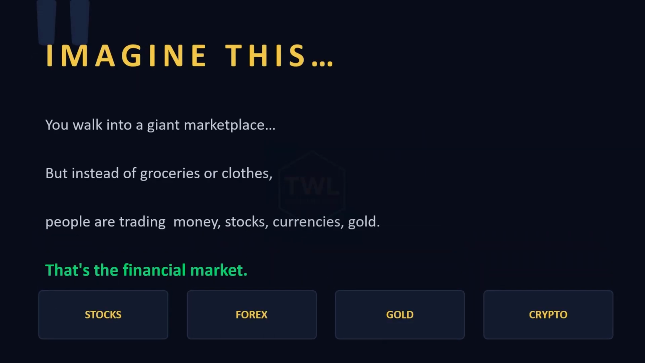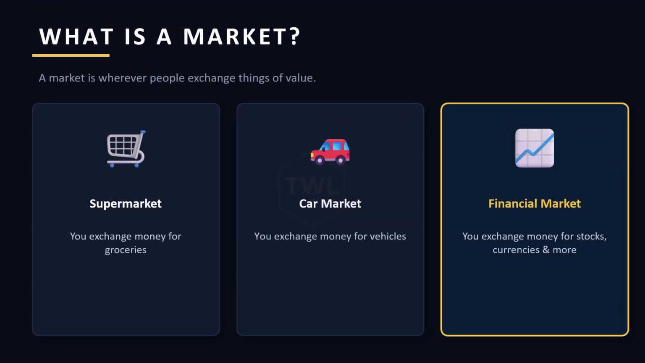Let me paint a picture for you. Imagine you walk into a giant marketplace, but instead of groceries or clothes or electronics, people here are trading something different. Money, stocks, currencies, gold. That is the financial market. It's not some mysterious, complicated machine. At its core, it's just people exchanging value, just like any other marketplace you've been to. The only difference is what's being traded. So let's break it down with something familiar.